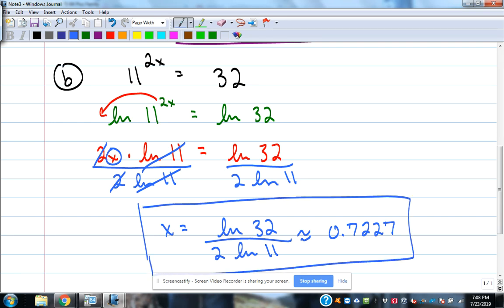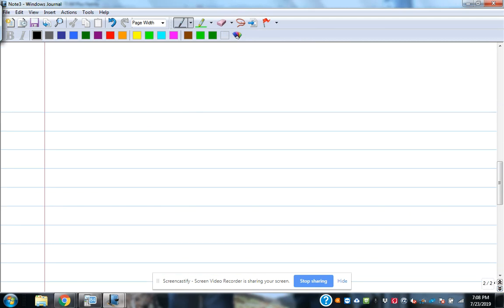So using a common log to get that exponent with the variable in it down so that we can use division to solve. So here we had these exponential equations that we're starting with, and we're using a logarithm to solve them. We're using that common log or natural log to solve them. Okay. Let's look at a little bit more difficult one.